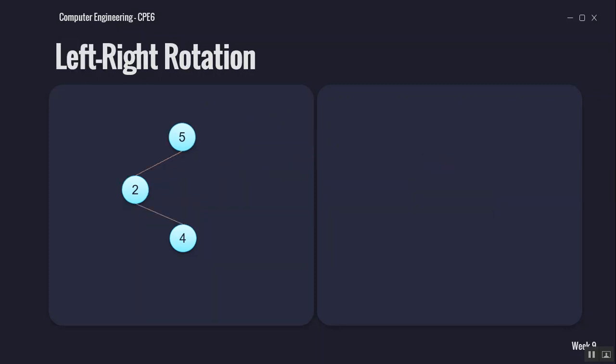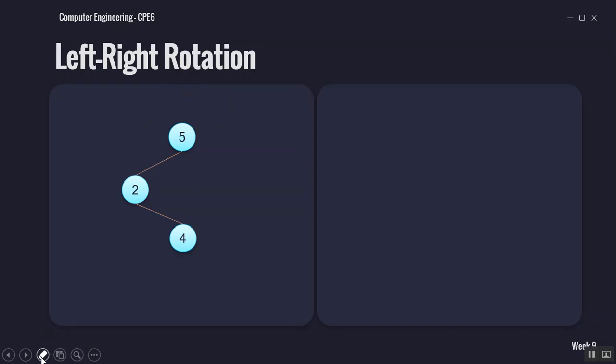Now we have another variation of rotation, which is the left-right rotation. Suppose we have these values, so let's validate if this is possible. The entries are 5, 2, and then 4. We insert 5, and then 2, going to the left. Then we need to insert 4: 4 goes to the left of 5, 4 is greater than 2, so 4 goes to the right of 2. So this is a valid entry.